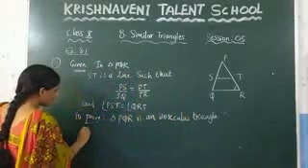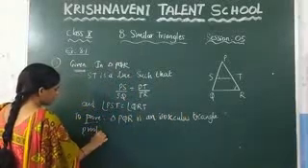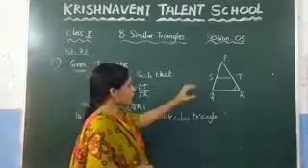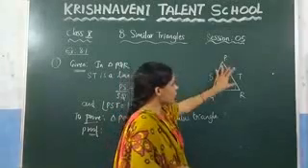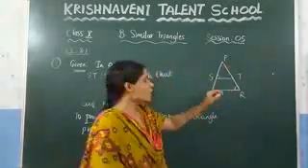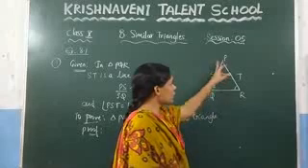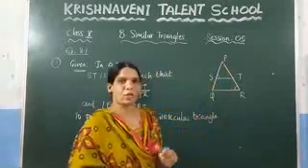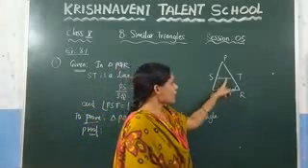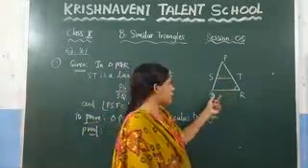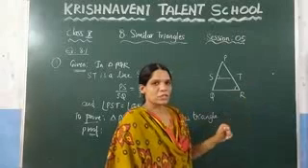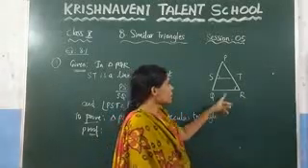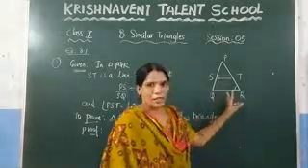So let us do the proof now. What they have given here is PS by SQ is equal to PT by TR. That means this line is dividing these two sides in the same ratio. Then by the converse of the basic proportionality theorem, we can say that this line is parallel to the third side. What is the third side here? QR. So by the converse of the Thales theorem, we can say that ST is parallel to QR.